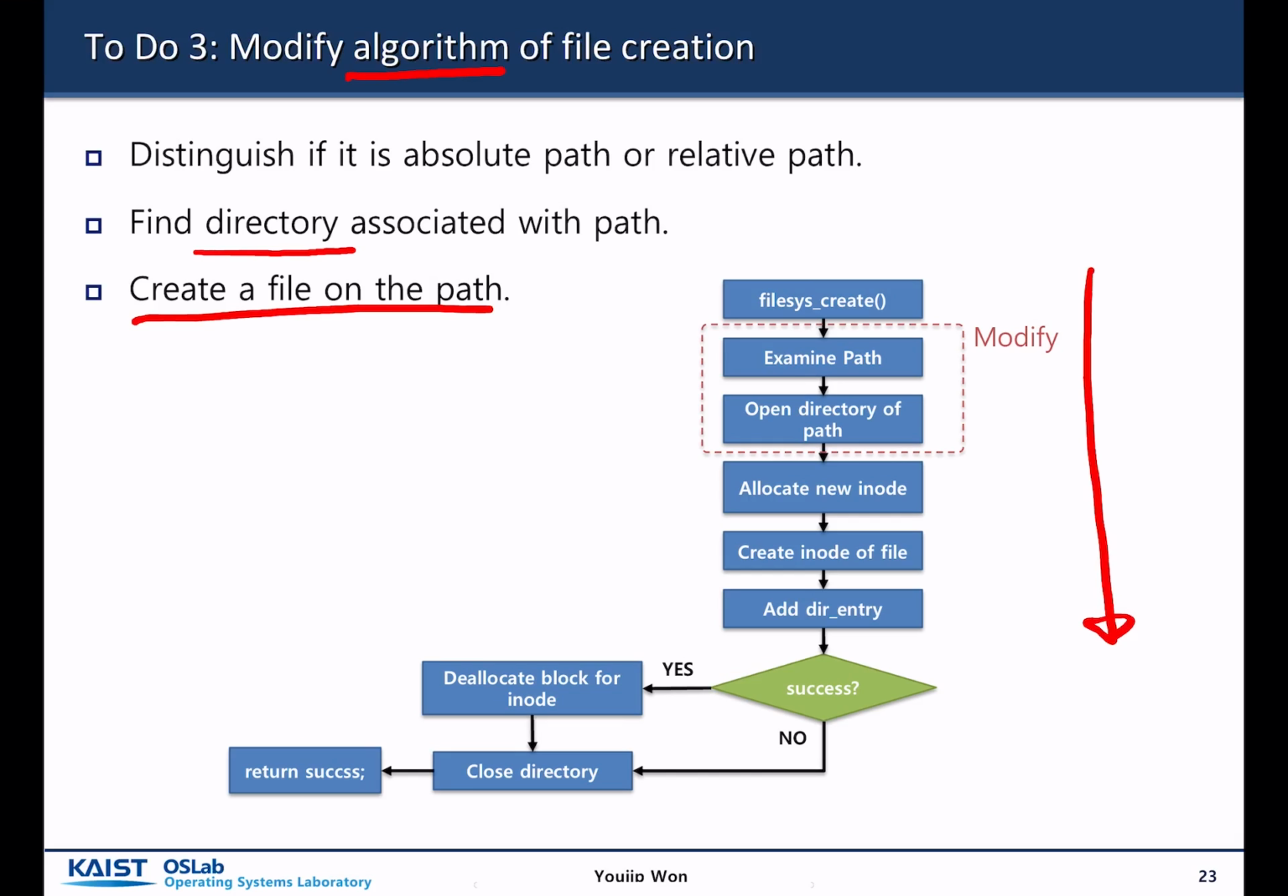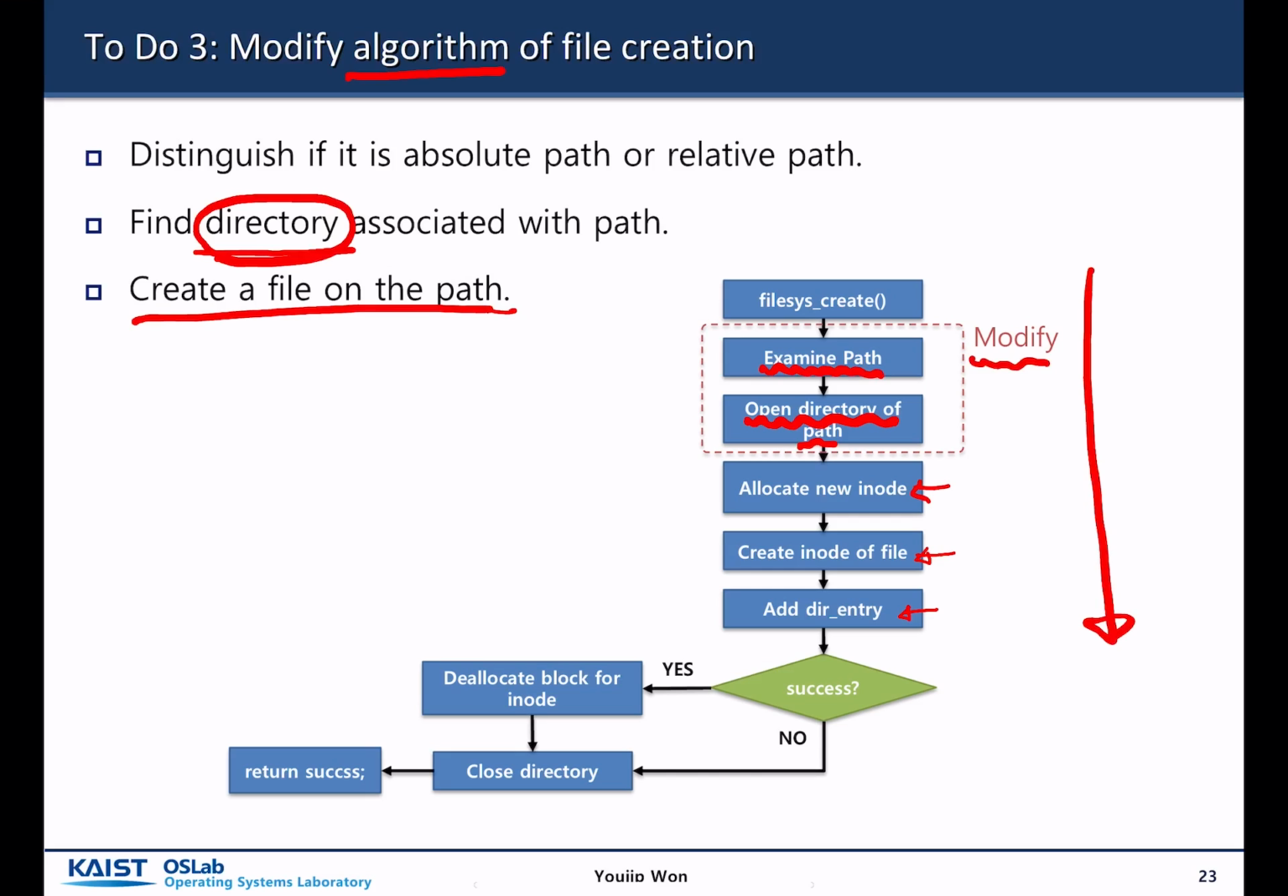Well, of course, we already have a module to create a file in Pintos, except that it just creates a file in the root directory. So all you have to do in changing the file creation is to find the right directory where you need to create the file and create the file on the path, instead of creating a file in the root directory. So this is the one you have to modify. So examine the path and open the directory of the path, allocate a new inode, initialize the inode with the newly created file, and add the directory entry to the target directory.